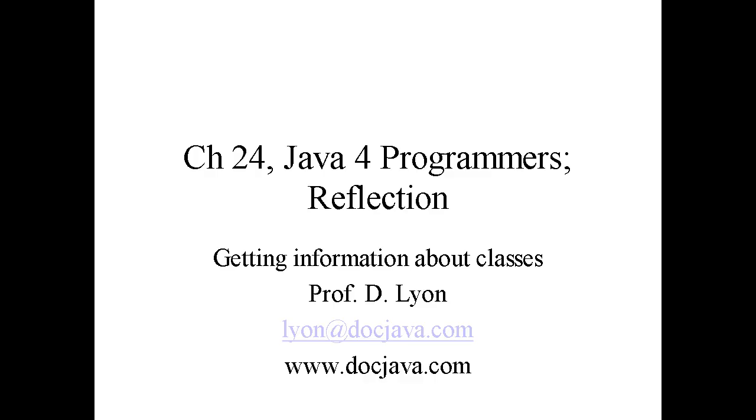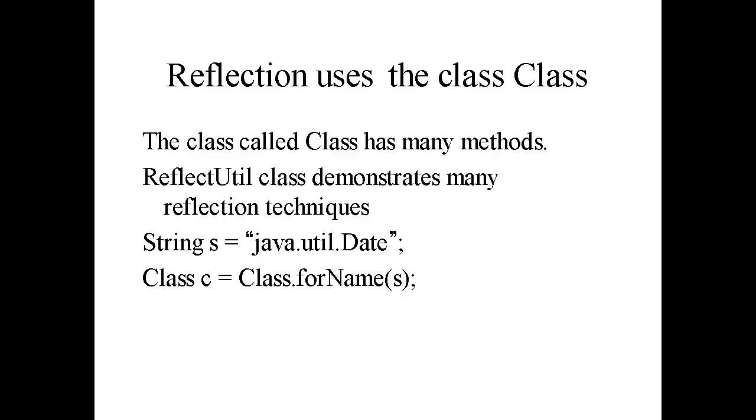Reflection is a broad toolkit that enables us to get information about classes. The basic idea is that there is a class that has a very unfortunate name. It's called Class, the capital C Class, and the Class has many methods. I have a special helper class for Class called ReflectUtil, which gives us a whole bunch of static methods that enable us to get information about a class.